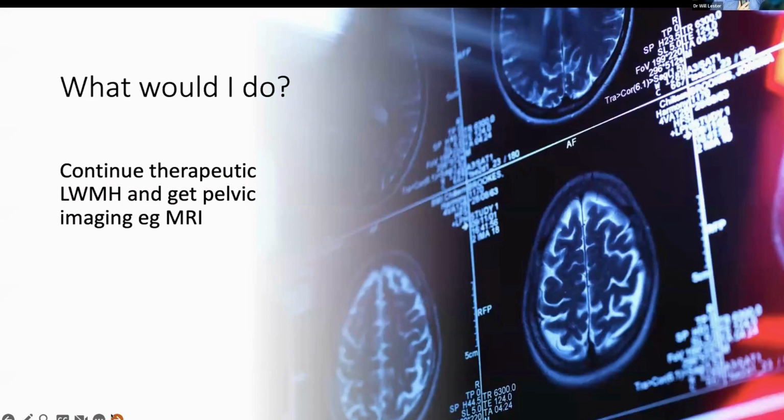I'm going to get pelvic imaging because I can see this big swollen leg. I can't find any other reason for it. I want to know where this proximal clot is or isn't. So I'm going to ask for an MRI scan.